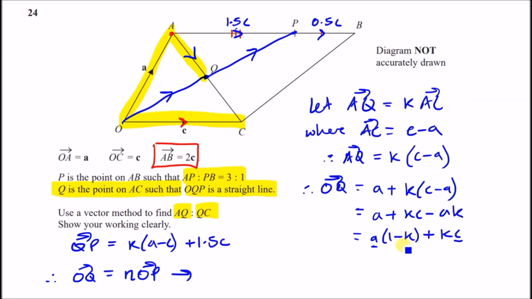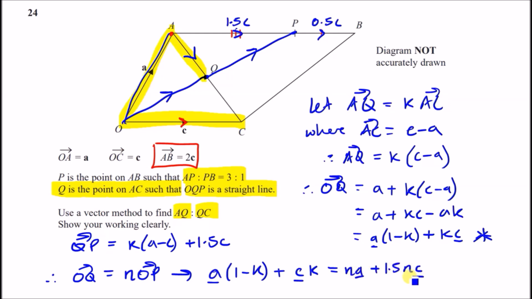Since O to Q is all of this, which is A(1 minus k) plus, I'll put C in front, Ck, and O to P, so n times O to P, is basically going all the way here and then all the way across to P. That's just A plus 1.5C, and since you're timesing it by n, it'll just be nA plus 1.5nC. Now we're almost done, yeah?